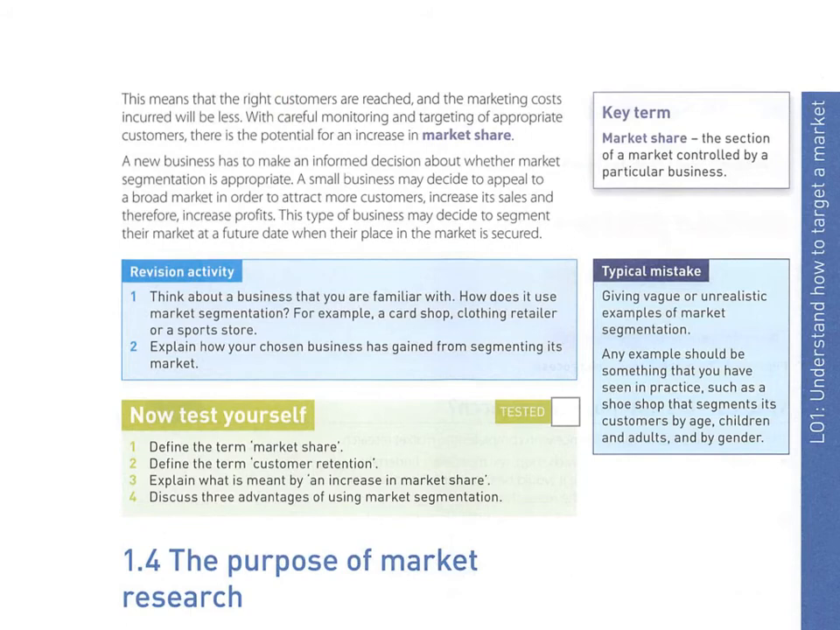And then we've got a command word, which is explain here. Explain what is meant by an increase in market share. So say what it is and then maybe give me an example, or back up what you're saying with a connective. This means that. So what's the outcome of an increase in market share? We've then got discuss 3 advantages of using market segmentation. Well, there's 3 headings, okay, that we've gone through. So can you put them into your own words and explain why they are positive to a business? So start thinking about the impact upon a business of doing those.